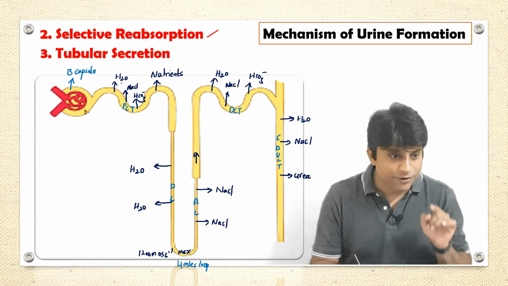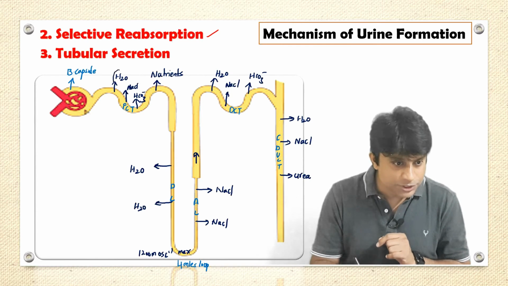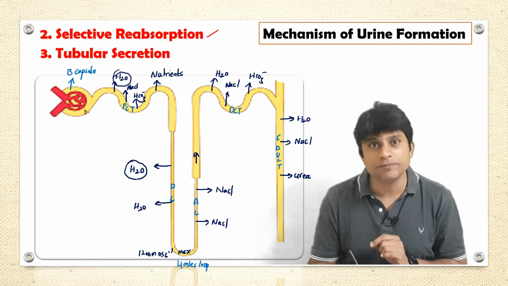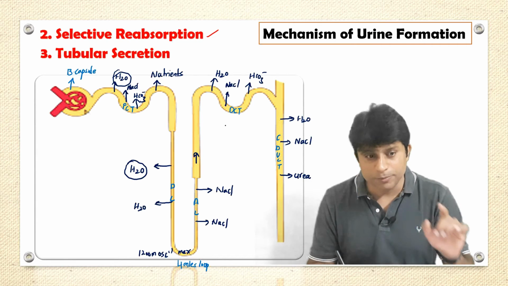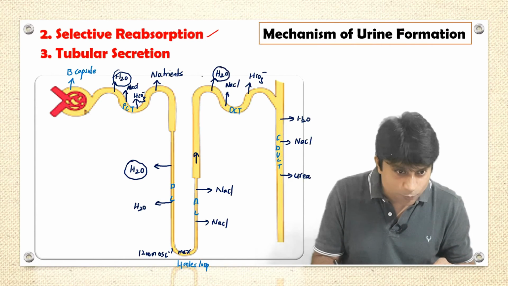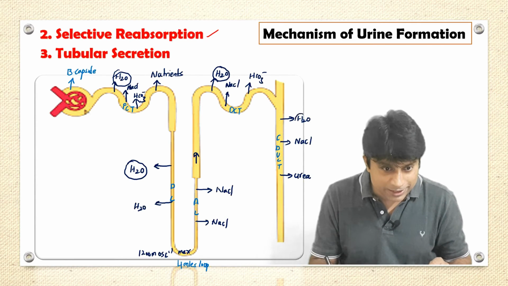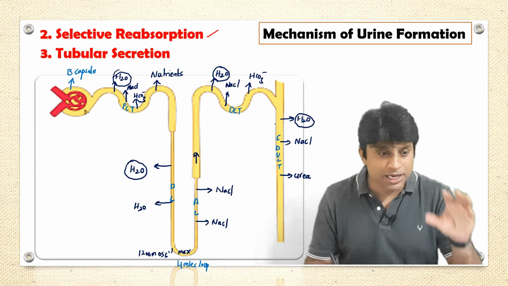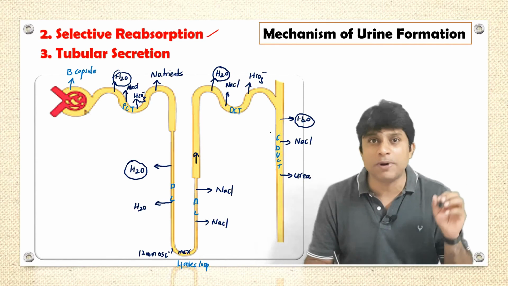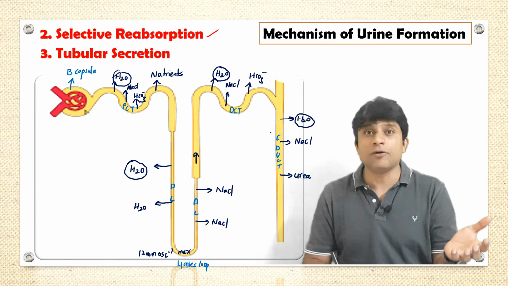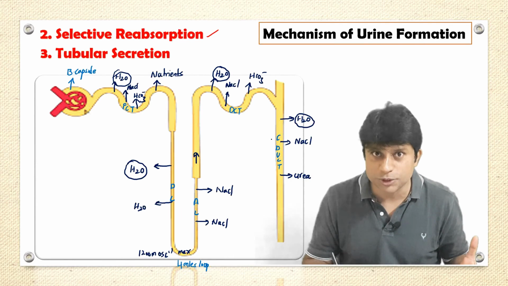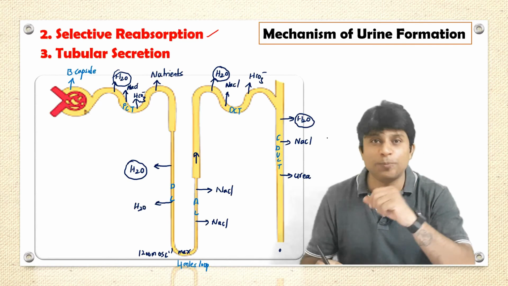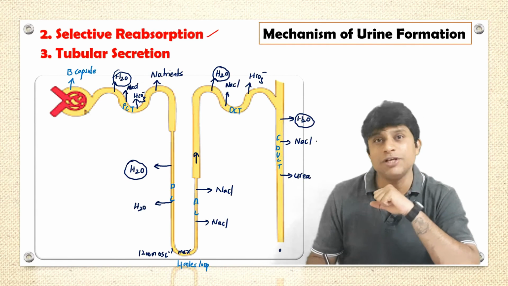So just look here, from the proximal convoluted tubule, water is reabsorbed, and in the descending limb, water is reabsorbed. Walls of the ascending limb are impermeable to water, and from the DCT, water is reabsorbed, and also in the collecting ducts, water is reabsorbed. So most of the reabsorption of water occurs in all these parts of the nephron. That's what ultimately we call 99% of the water is reabsorbed. So the final urine formed will be just a tiny drop. So this is called selective reabsorption.